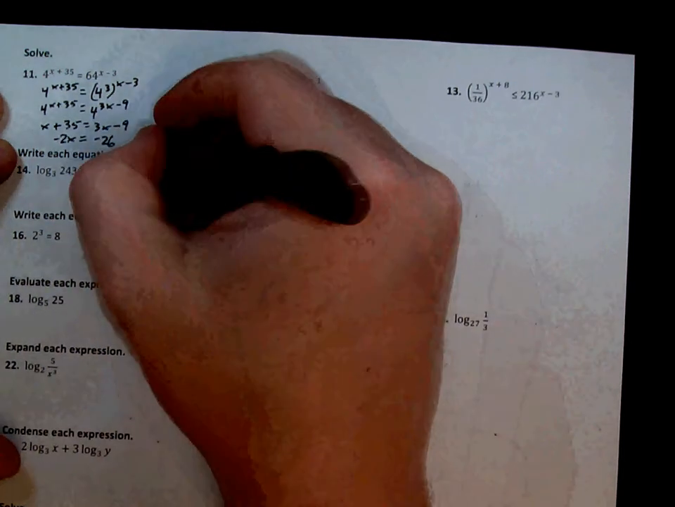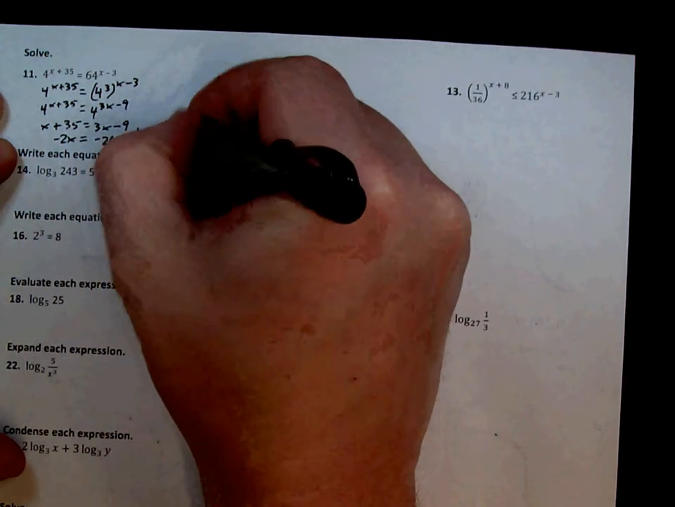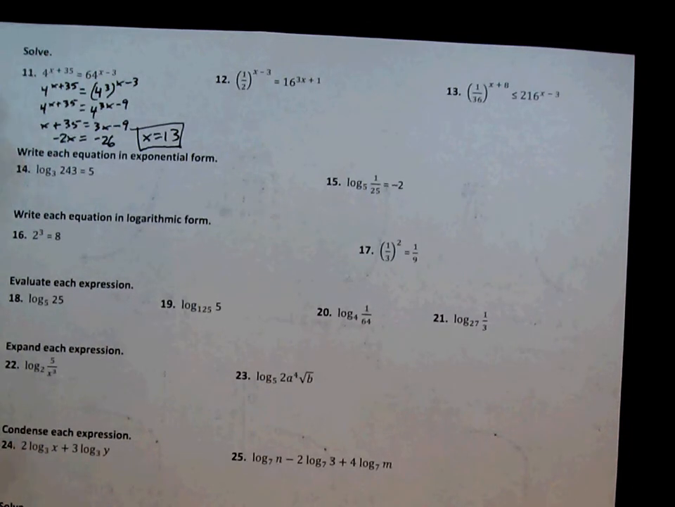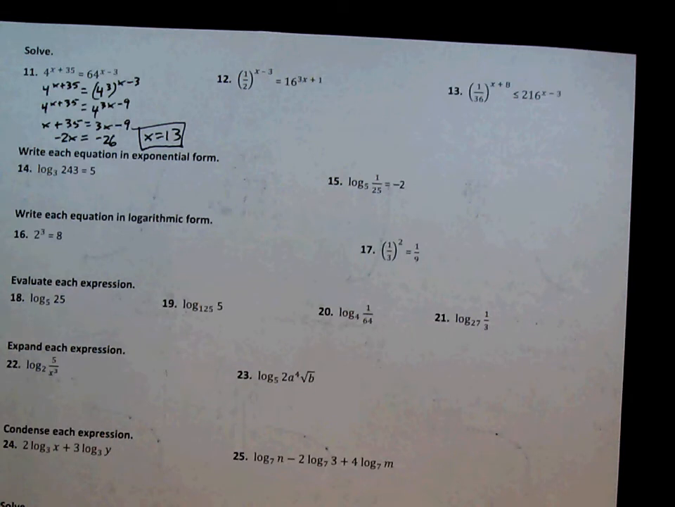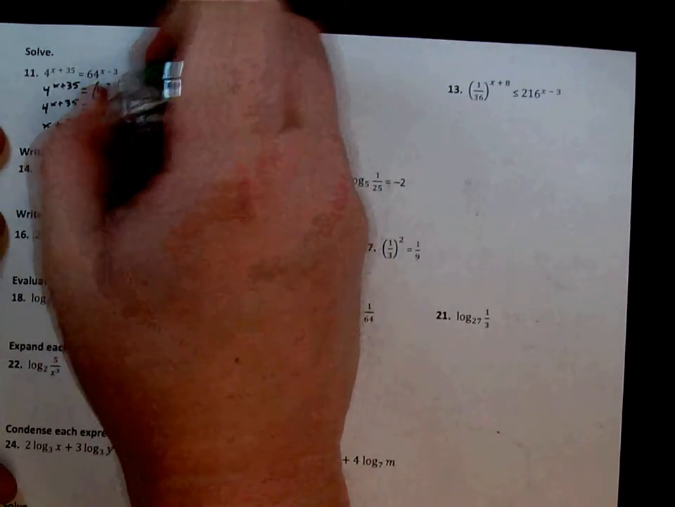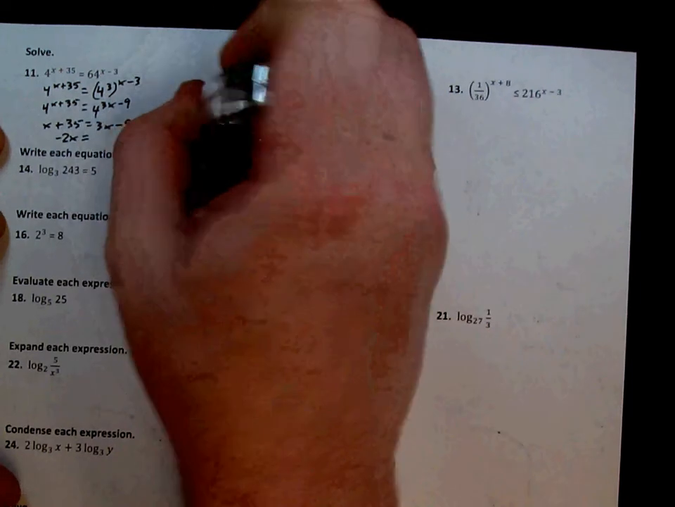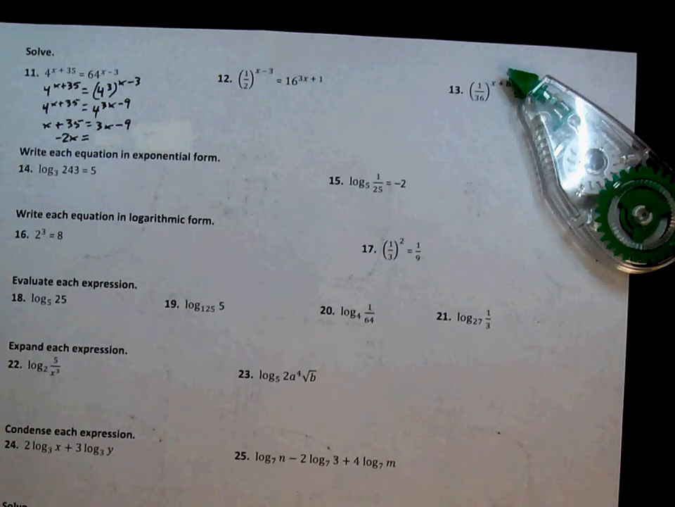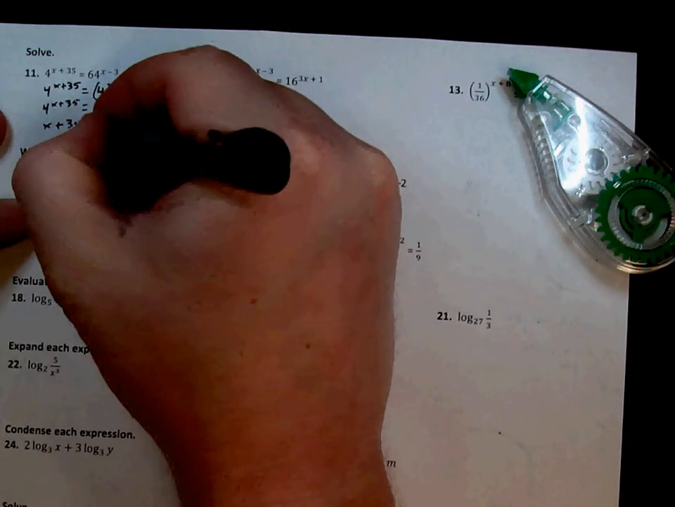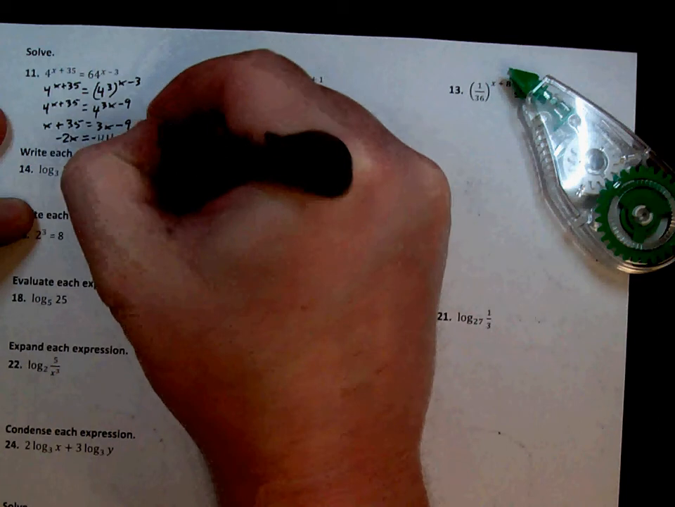So x has to be 13. Oh, actually, hold on a second. I made a mistake. That was a negative 9, not a positive 9. So let me adjust real quick. Sorry, I'm going to get some white out here. Okay, so I had a negative 9. I'm subtracting 35, so I should add a negative 44 there. So x then would be a positive 22.